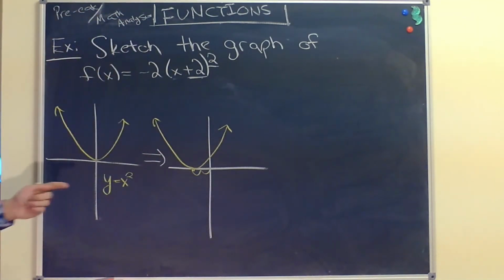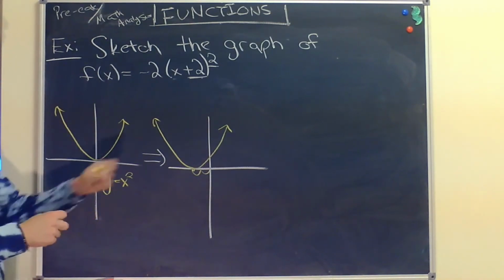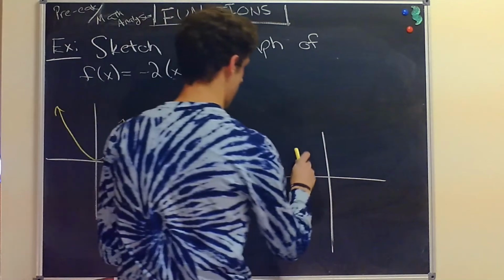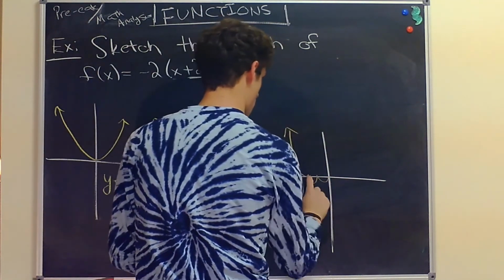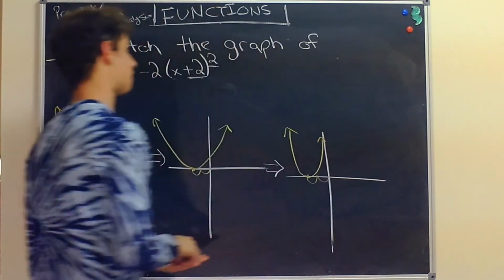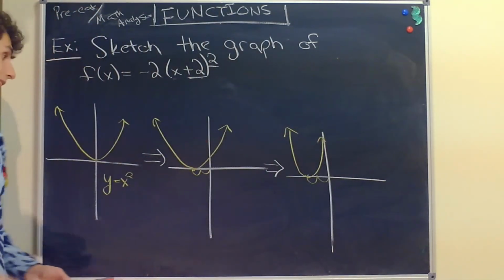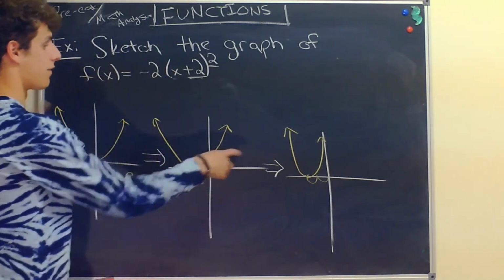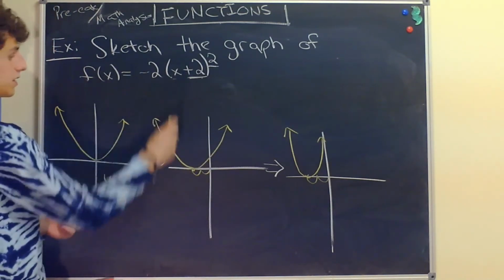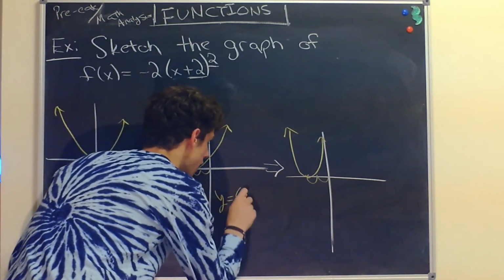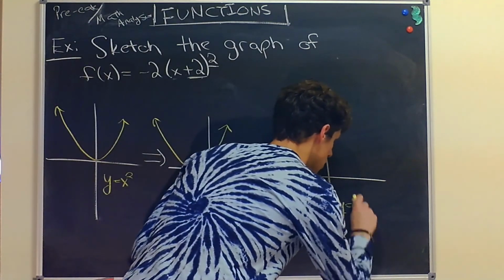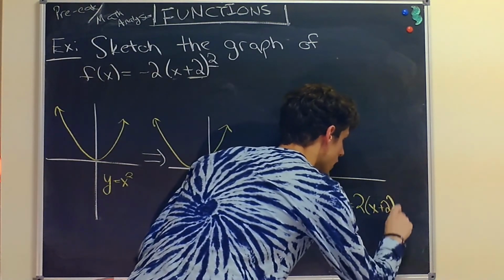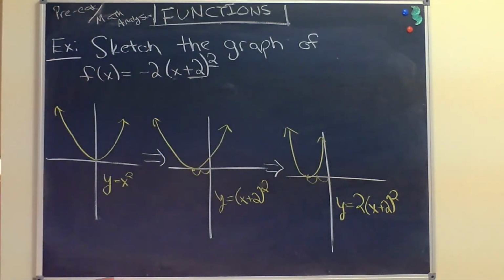Now let's continue working outwards, and we have this stretch here. And remember, stretches occur in the intuitive direction, so we want to stretch this graph by a factor of 2. So our graph will look something like that. And let's denote down here what these graphs actually are. So here we shifted this graph 2 units to the left. So this is y equals x plus 2 squared. And then over here we've stretched this by a factor of 2. So that gives us 2 times x plus 2 squared.